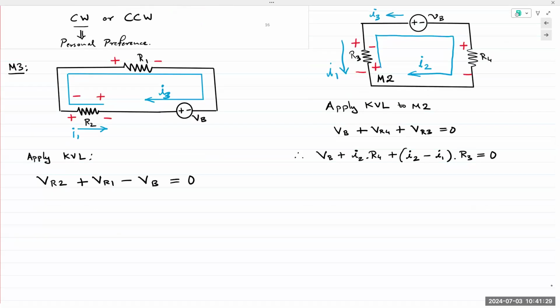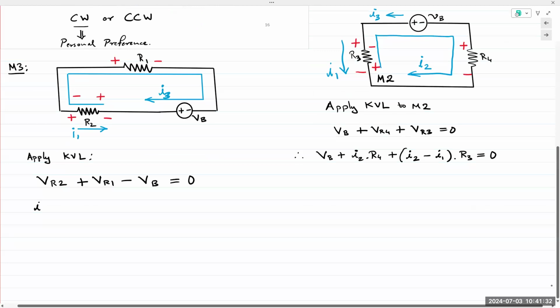VR2 is the only one that is shared. So I'm going to write I3. Because I'm in mesh 3, I3 is positive, minus I1 times R2 plus I3 times R1 minus VB equal to 0. And those are my three equations.